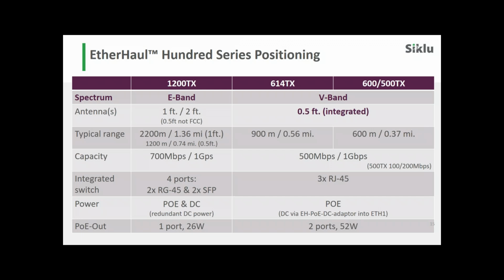Some of them are similar in some aspects, some of them differ a little bit. But we have the 600, 500TXs on the right, 614 in the middle, and 1200TX all the way to the left. So I think the first parameter to look at is basically we have some radios in E-band and some radios in V-band. And that is already possibly the first decision criteria.